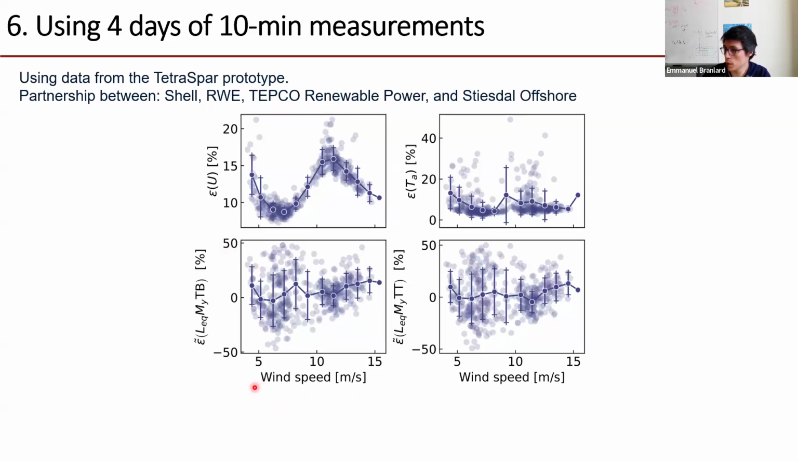So as a function of wind speed, those are our 500 time series from measurements. This is the error in percentage when we try to estimate the wind speed. And this is the error when trying to estimate the thrust, so below 20%. The error in trying to estimate the tower bottom bending moment: the spread is between plus or minus 50%, but on average, maybe plus or minus 15%. And then the tower top moment is about the same kind of range.